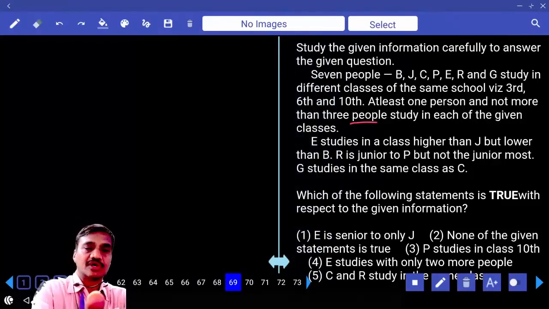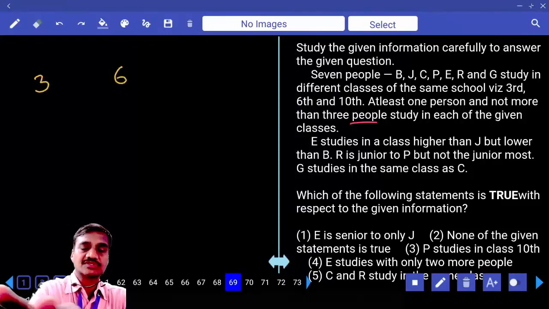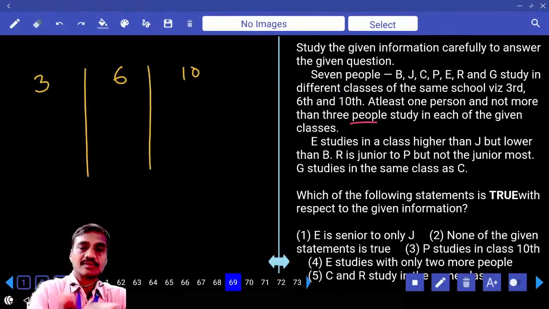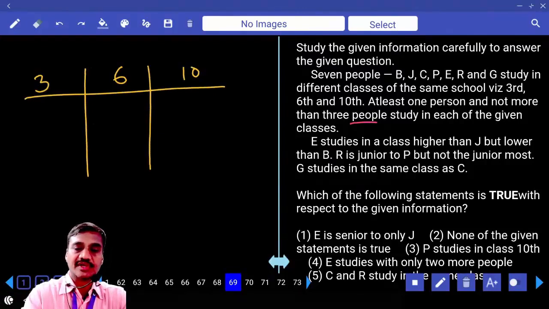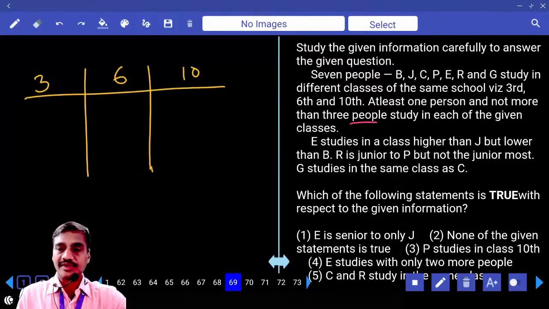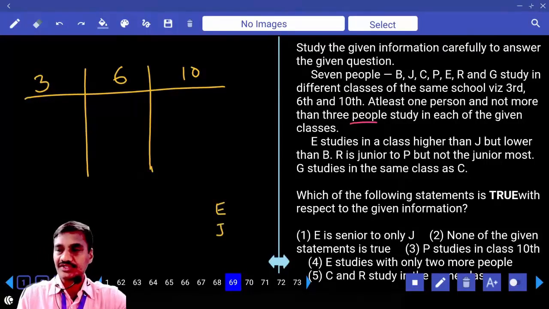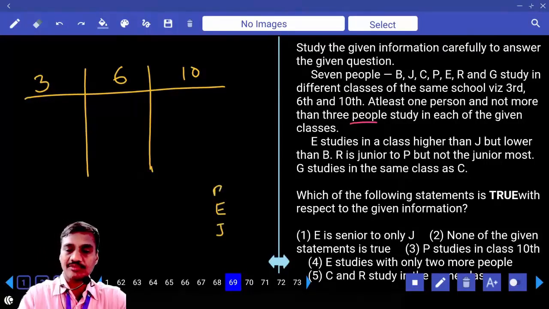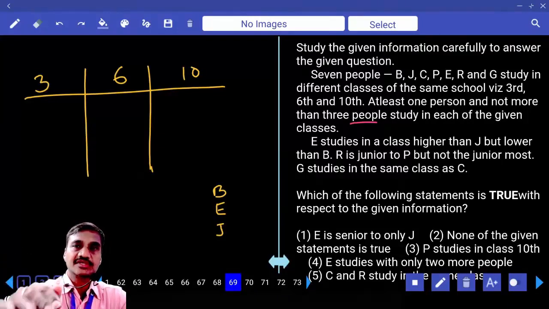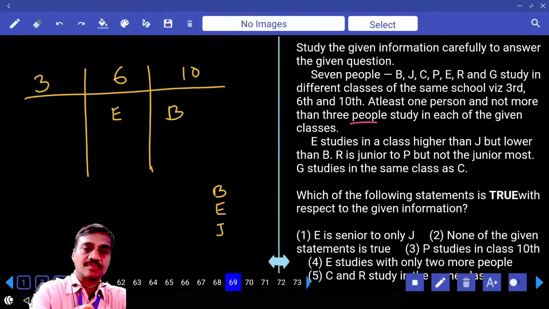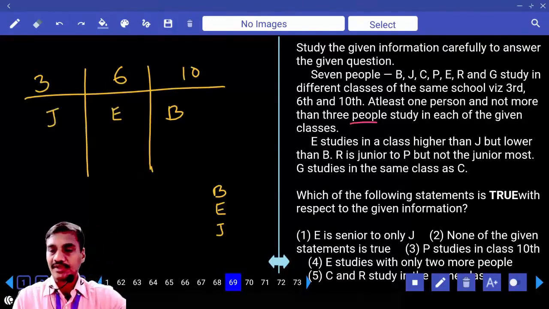As it comes under common parameter distribution, what is the diagram we need to opt for? 3, 6 and 10. Now we need to divide this one according to the parameter. Then E studies in a class higher than J. E is studying higher than J, but lower than B. Among these 3 persons, B is studying the higher class, and E is studying next one, B, E and J. Clear?